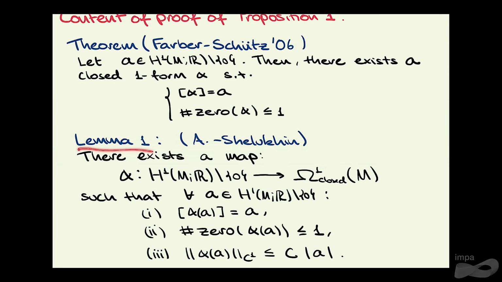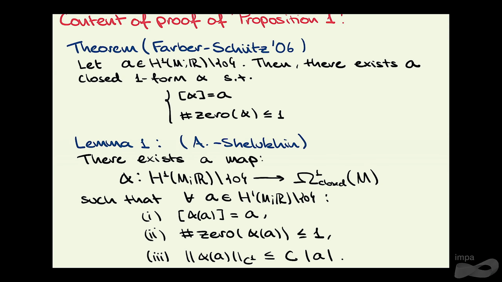So the first part of the proof of proposition 1 is showing this lemma. What this lemma says is that for a choice of norm in this vector space, H^1 being just some real vector space, you have a map sending non-trivial classes to representatives such that the representative has at most 1 zero, and such that the C1 norm of the representative is controlled by the norm of the class. And this C is uniform.